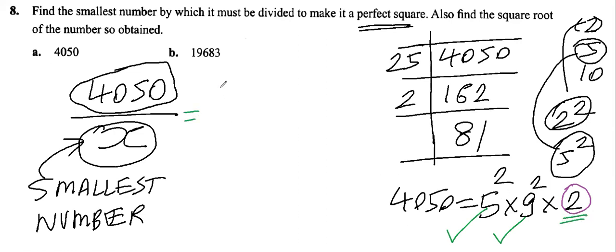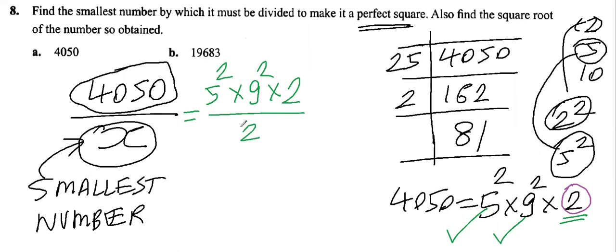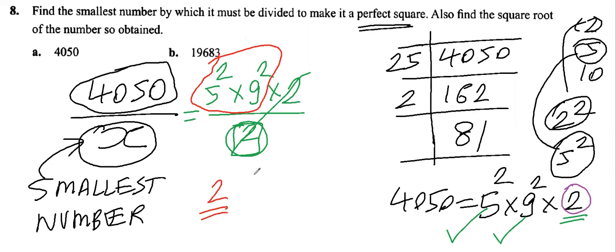Let's see how I am doing it here. Instead of 4050, I am writing this as 5 square into 9 square into 2. So I have to divide by 2. When I divide by 2, only then will I get the perfect square. So my first answer is 2. This is the first answer.